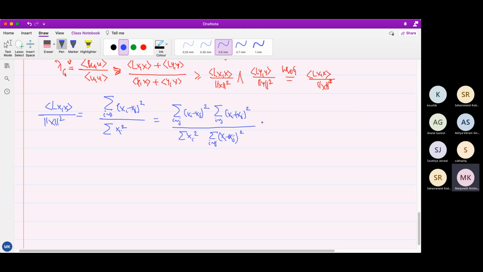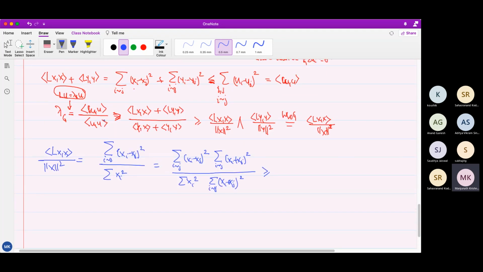Now we want a lower bound for this. Lambda g is greater than or equal to this, and we want a further lower bound in terms of the expansion of S. So here we use Cauchy-Schwarz in the numerator. This is a sum of squares, so it will be the product and then squared. The product is xi minus xj times xi plus xj, so this is xi square minus xj square, and then the whole square of that.